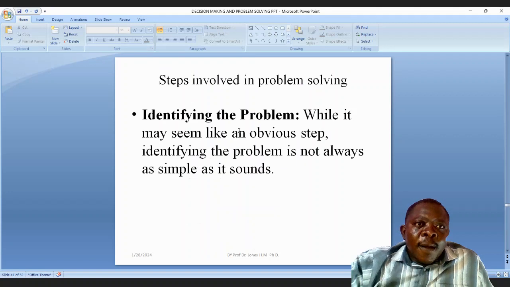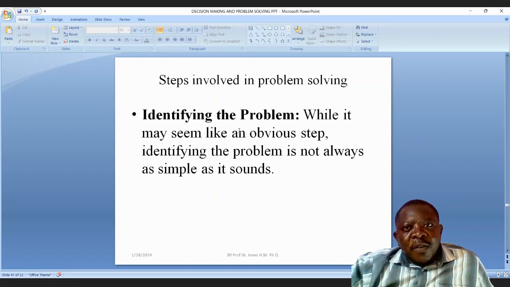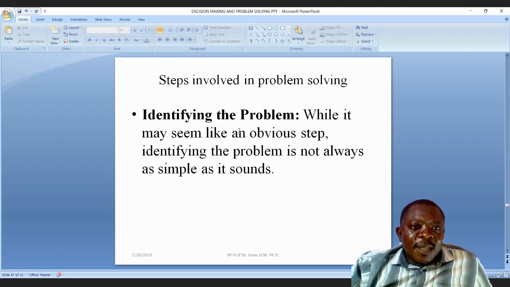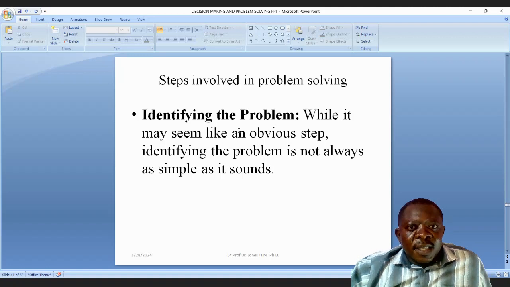Okay, so what are some of the steps involved in problem solving? You refer to the steps involved in decision making. So we are saying identify the problem. Remember, in decision making, we said identify and diagnose the problem. So identifying the problem is one of the steps involved in problem solving.